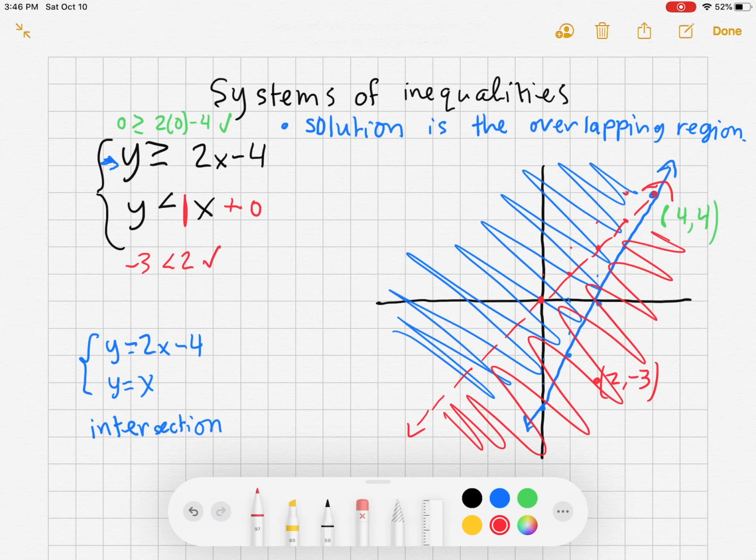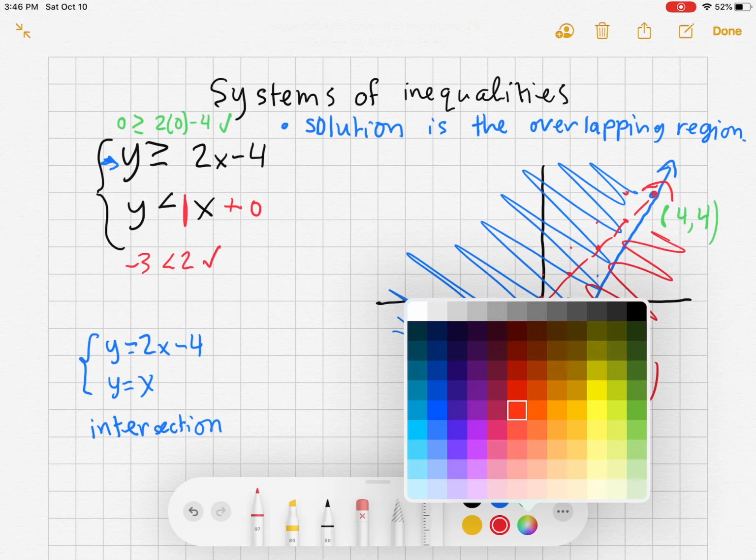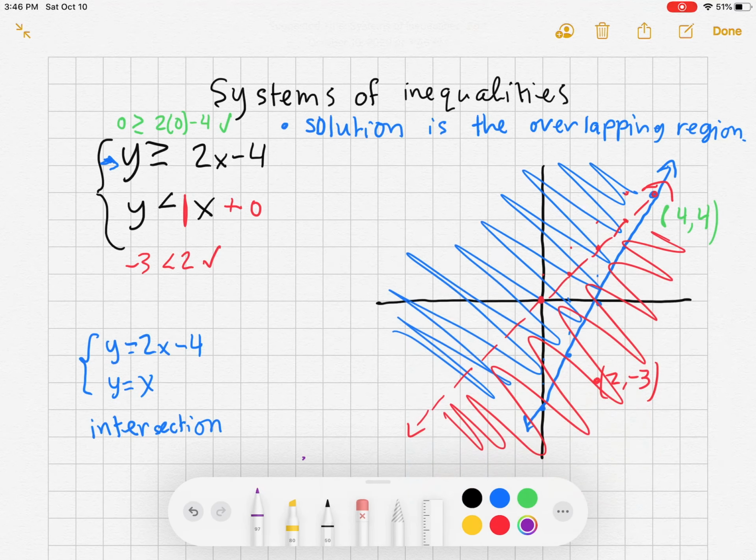What is our answer? The solution is going to be the overlapping region. I'm going to mark it in purple. Why? Because blue and red make purple. So our answer here is all of the points within this region between these two lines, because those points within that region would satisfy both answers.